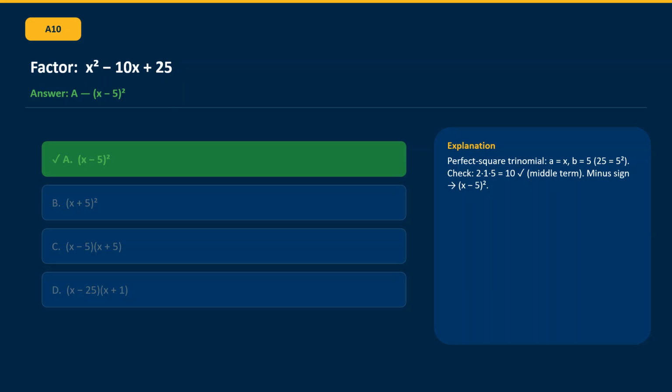This is a perfect square trinomial. A equals x and b equals 5, since 25 equals 5 squared. The middle term check is 2 times 1 times 5, which equals 10. It matches, and the minus sign carries into the factor, giving x minus 5 quantity squared.